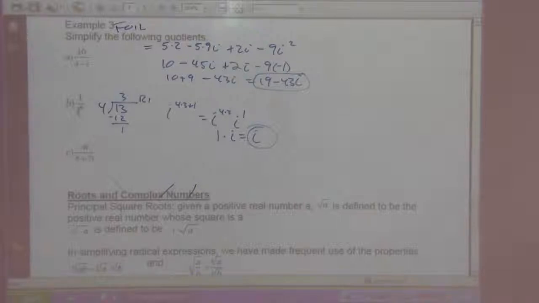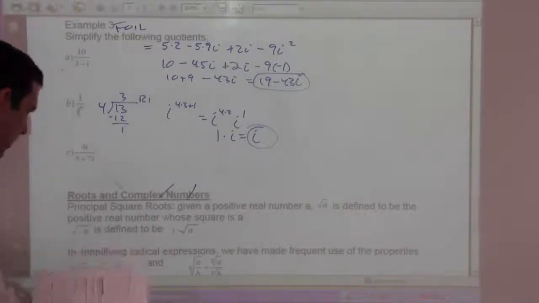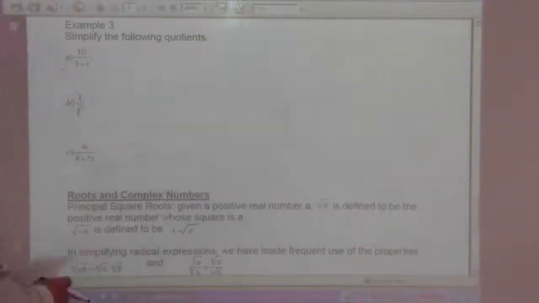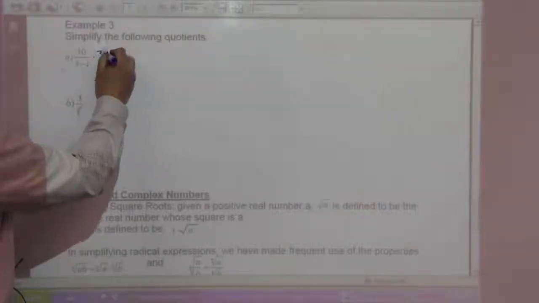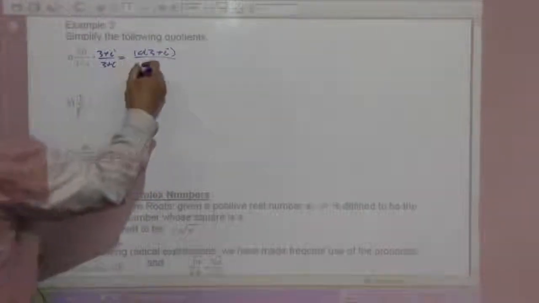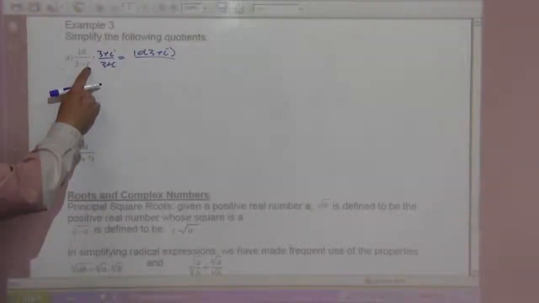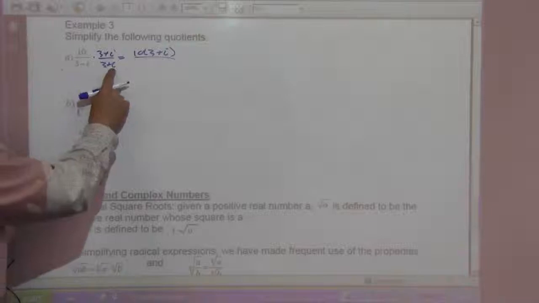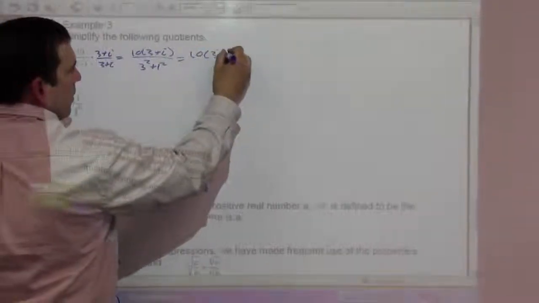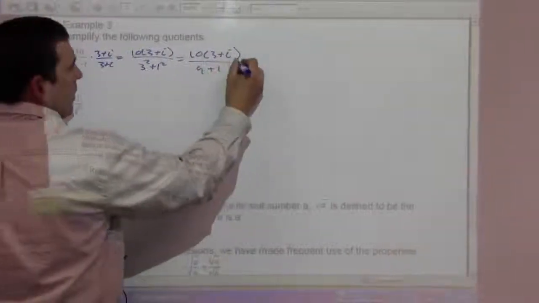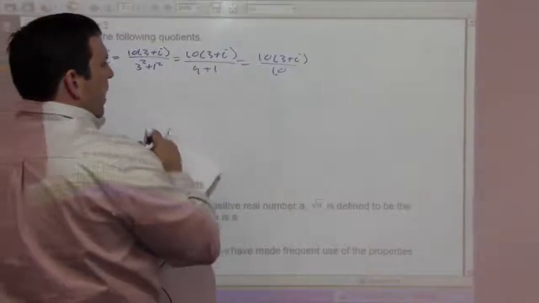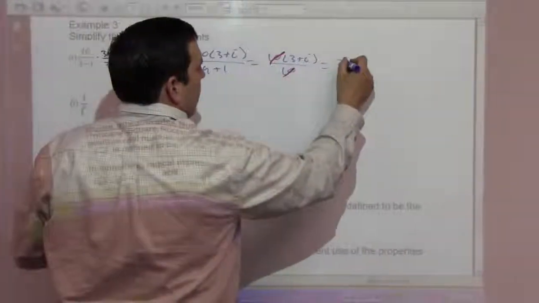Okay, so we have 10 over 3 minus i. So I multiply this by 3 plus i over 3 plus i. That's 10 times 3 plus i over 3 times 3. Well, we just know that a minus bi times a plus bi is going to be a squared plus b squared. So this is going to be 3 squared plus 1 squared. That's going to be 9 plus 1. That's going to be 10 down below. So the 10's divide out, and we're left with 3 plus i.